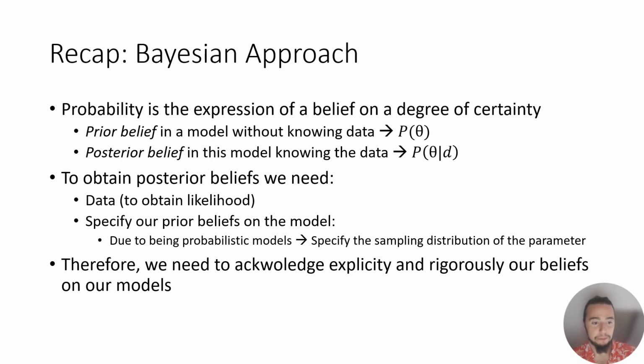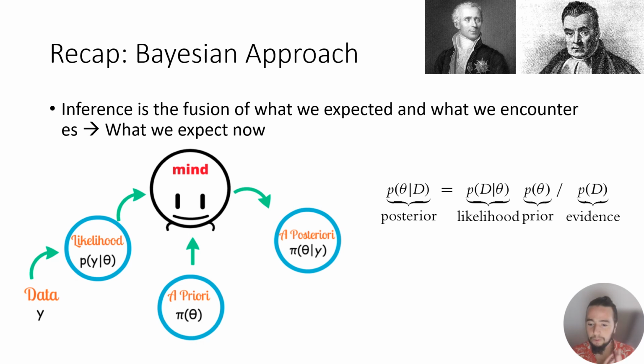We have prior beliefs about the model without knowing the data, and also posterior beliefs about the model knowing the data. And to obtain these posterior beliefs, we need data to obtain the likelihood and the specification of prior beliefs on the model. And so we need to be rigorous and explicit about our beliefs in the model. Therefore, we combine these prior and likelihood elements towards a posterior distribution that can be expressed as: posterior distribution is likelihood times prior divided by evidence.